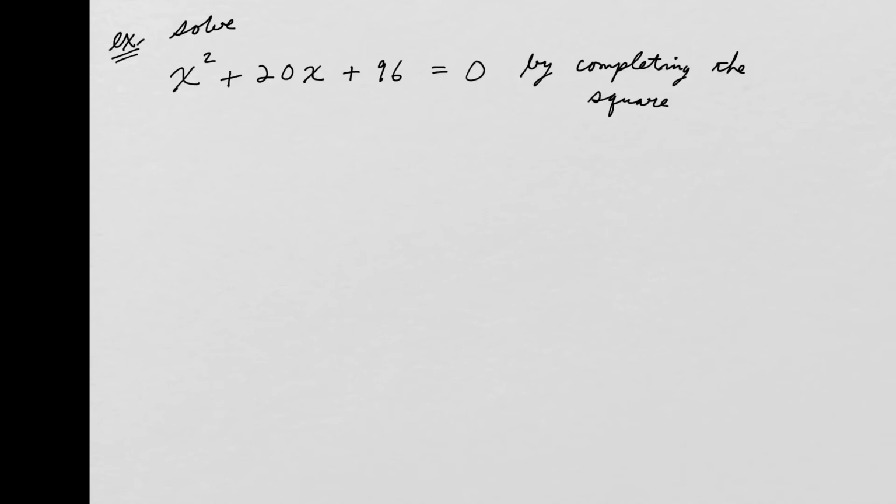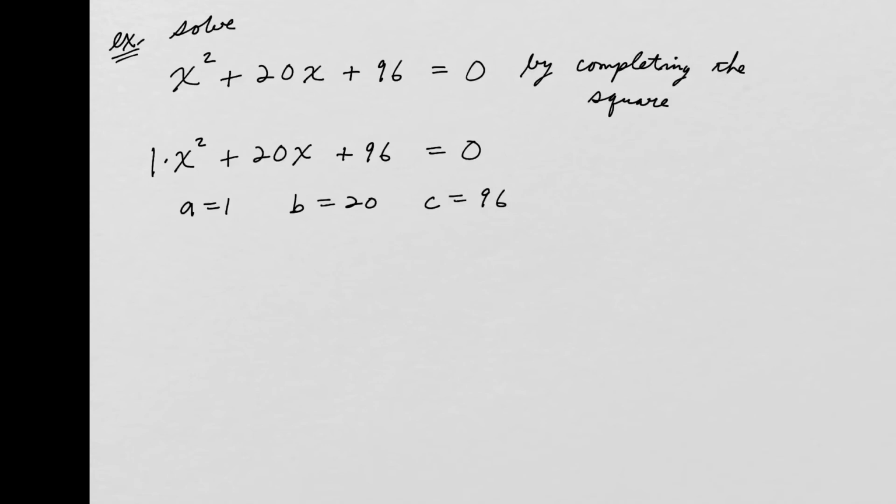Okay, so the way that we do this is, first of all, notice that in this case, I'll write this one more time. See how I have a 1 as my coefficient of the x squared term, 20 is the coefficient of the x term, and my constant is 96, right, positive 96. So what this is saying is a equals 1, b equals 20, and c equals 96. Right, remember, it's ax squared plus bx plus c equals 0. That's the definition of a quadratic equation.